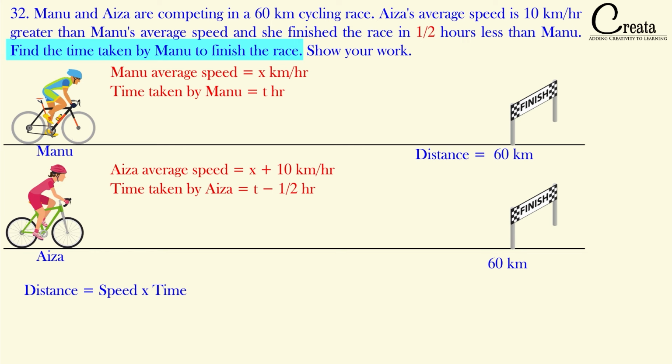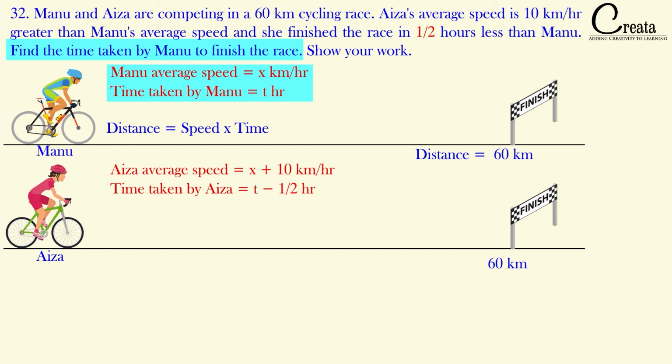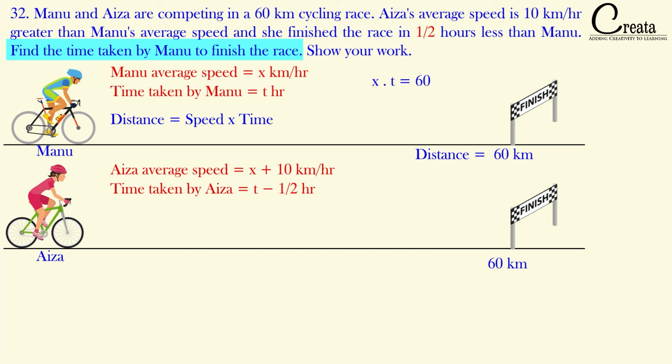Distance is given as 60 km, speed is x and time is t. Distance is equal to speed into time. So we can write x into t is equal to 60. x is the speed, t is the time and 60 km is the distance. Got it? Let's also use the same principle for the Aiza case. Here distance is 60 km, speed is x plus 10 and time is t minus 1 by 2.